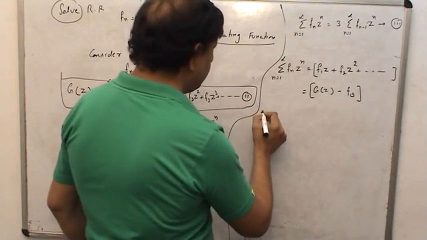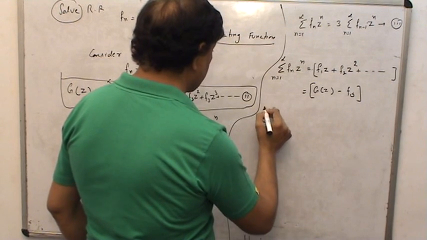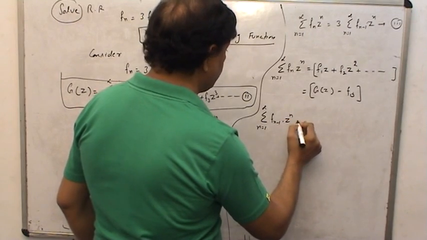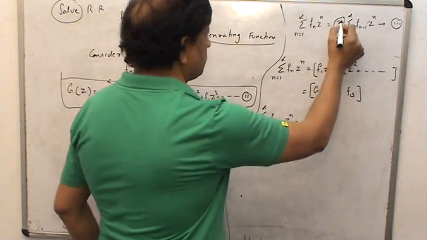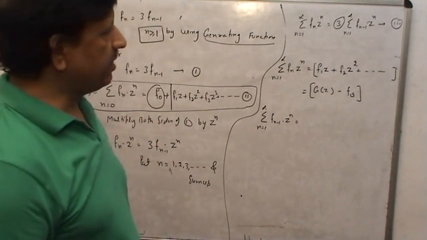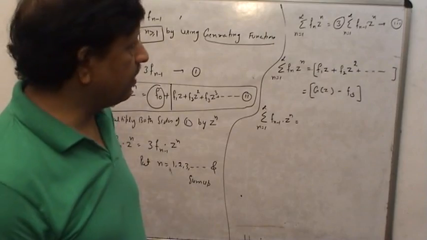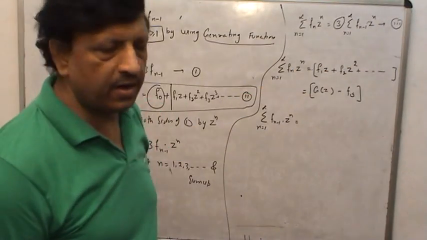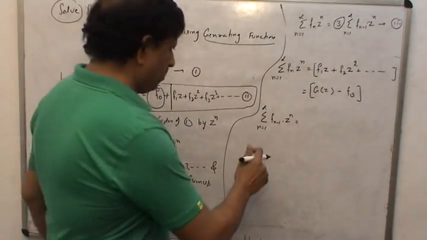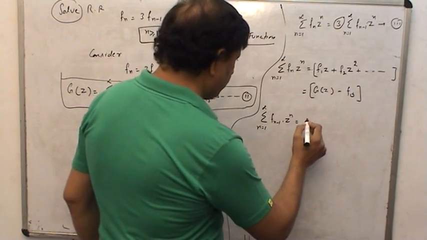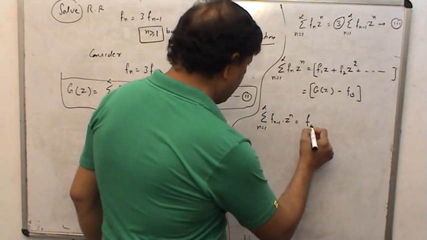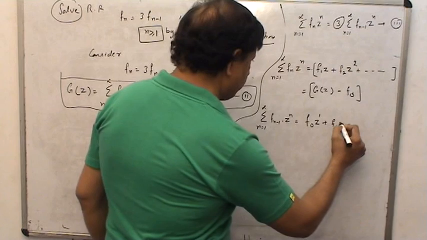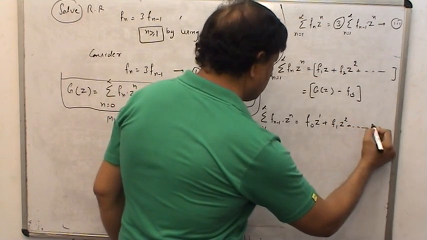Then the right hand side is sigma, n varies from 1 to infinity, Fn minus 1 into z raised to the power n. Here this constant does not create any effect on the solution unless this constant is separately in addition or subtraction. Here we again put the value of n. We get n is equal to 1, f0 z raised to the power 1, then n is equal to 2, f1 z raised to the power 2, plus so on.